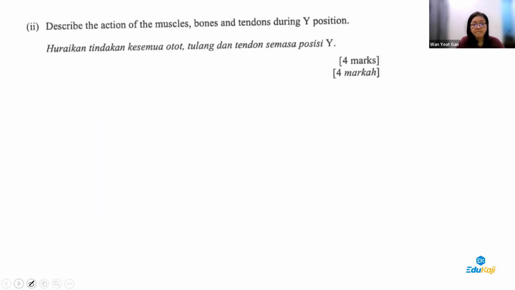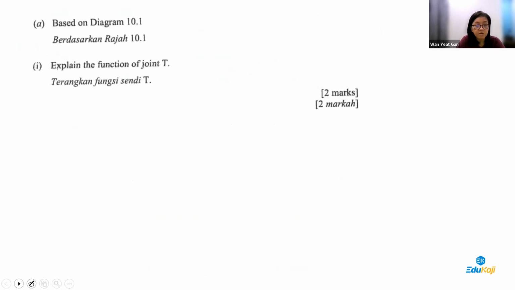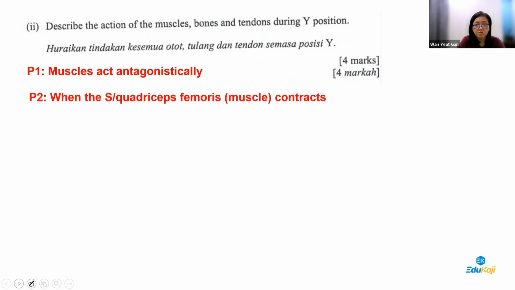Okay, next, describe the action of muscle, bone, and tendon during Y position. Let's see what is Y position. Now, Y position is standing position. That means the leg is going from a bending position to a straightening of the leg. So because they ask for muscle, bone, and tendon, you've got to mention all three. Muscles always act antagonistically, meaning they act in pairs. So when one muscle contracts, the other muscle will relax.